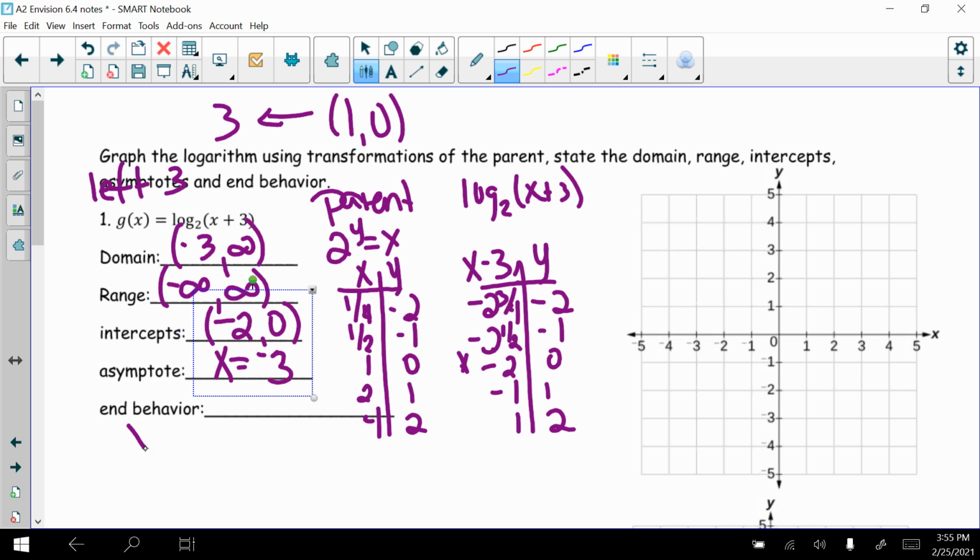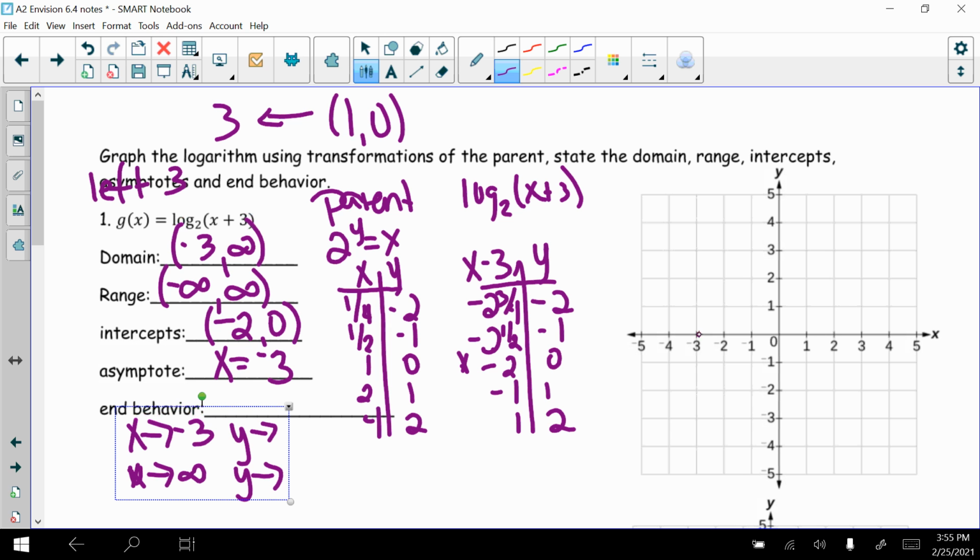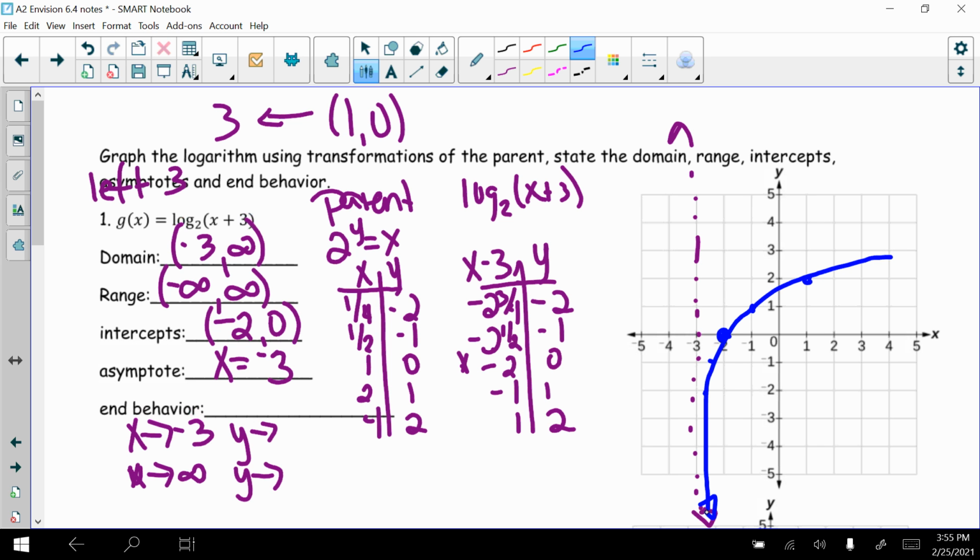So for my end behavior, we're going to look at as x approaches -3, what does y do? As x approaches infinity, what does y do? So over here at -3, we're going to draw our asymptote. Now we're going to plot these points. So we see -2, 0 is my new intercept, -1, 1, 1, 2, -2 1/2, -1, -2 3/4, -2. So it just took that log function and shifted it left 3 units.